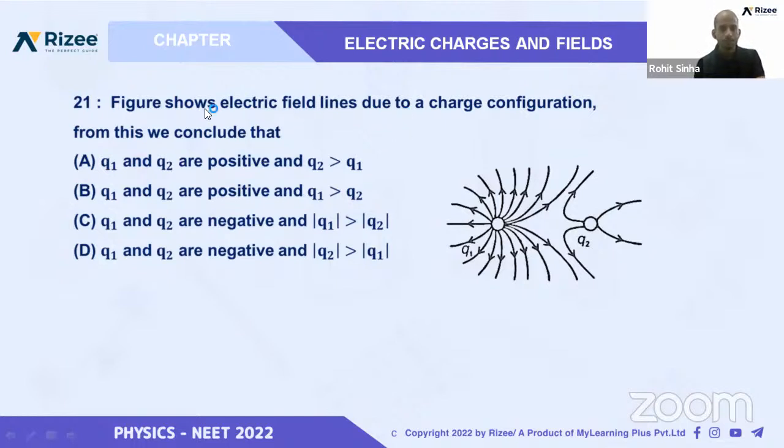This question is telling that. Okay. Now, first of all, polarity. We will see that both will be positive. And when we talk about strength, we will find that the strength of Q1 will be more than Q2. So the answer will be B. Okay. Now let's move further.